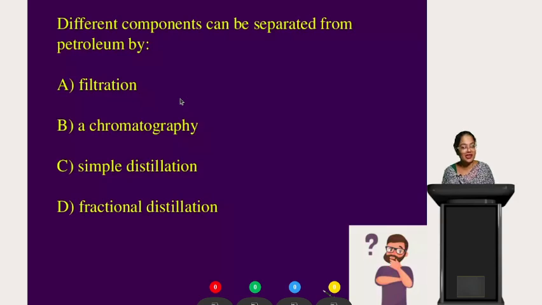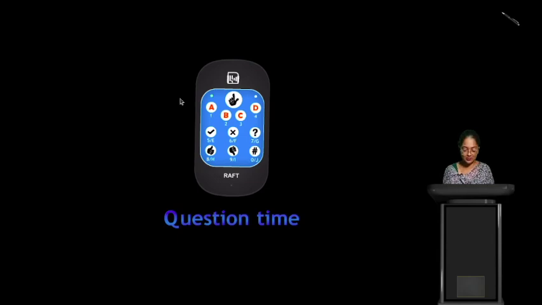So did you guess the right answer? I hope you did. The answer is fractional distillation. We spoke about this just a while ago. So different components can be separated from petroleum by fractional distillation. I hope you all have guessed the same answer.